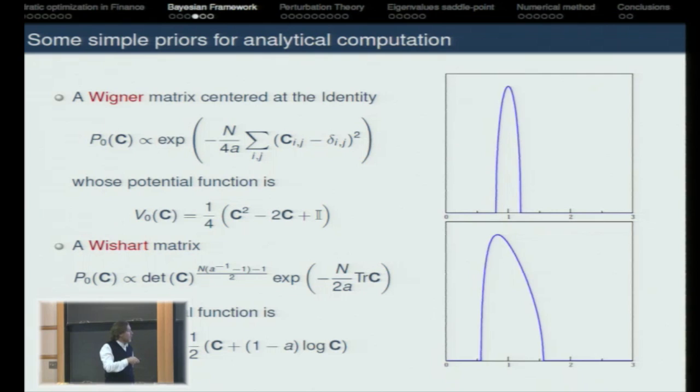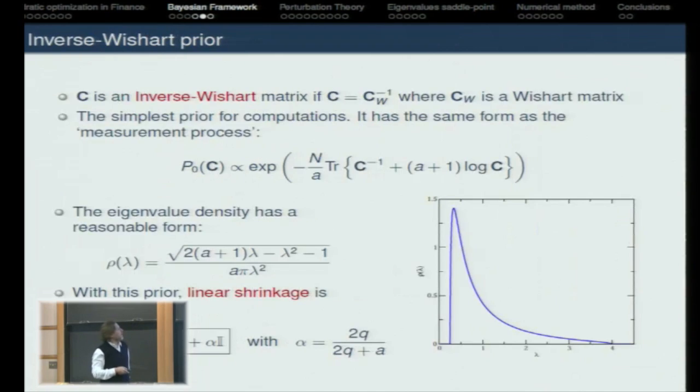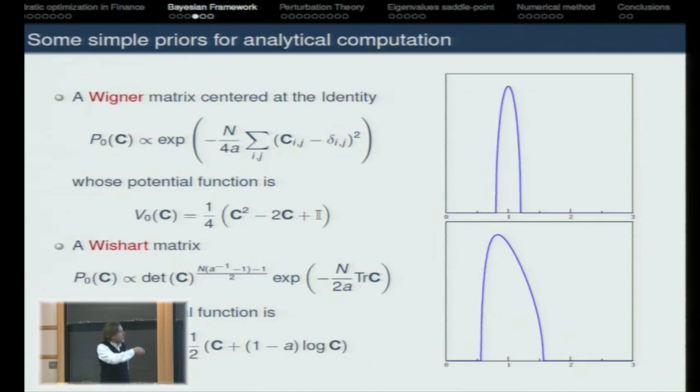And then you can also have a Wishart matrix. So this Wishart matrix has nothing to do with the sample covariance matrix. It's just a prior. You say that the true distribution of eigenvalues is given by something like this shape, and you have a well-defined probability distribution for it, which leads to a well-defined potential, which has a linear term and a log term. So we'll do some computation with these two priors.